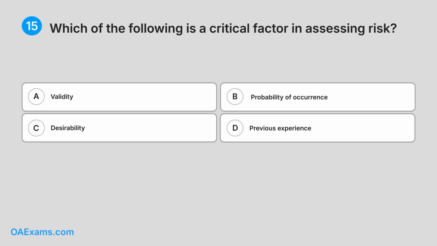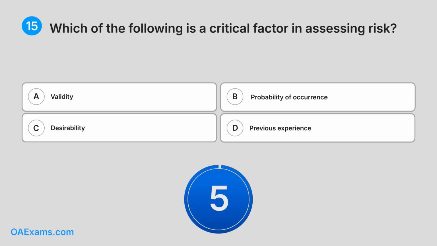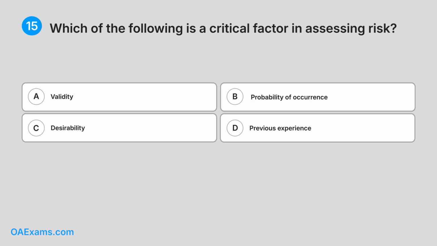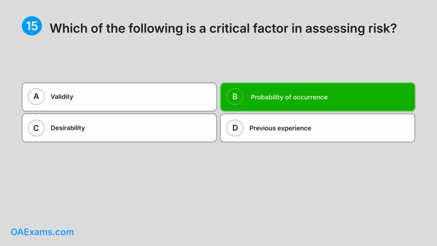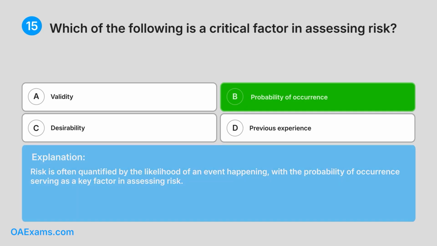15. Which of the following is a critical factor in assessing risk? A. Validity. B. Probability of occurrence. C. Desirability. D. Previous experience. Do you know the answer? Correct answer. B. Probability of occurrence. Explanation. Risk is often quantified by the likelihood of an event happening, with the probability of occurrence serving as a key factor in assessing risk.